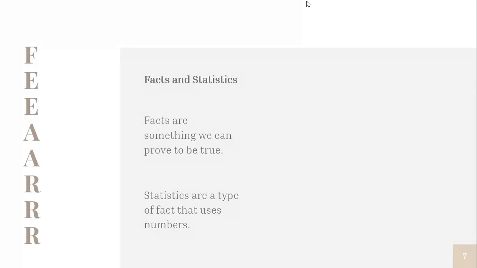Facts are something that we can prove to be true. We've got evidence or some kind of research or something that we can use to prove that something has happened or is real. Statistics are a kind of fact, but they rely on numbers. So they might use a number to show a quantity of something. They might use a percentage or a probability to show something to you.